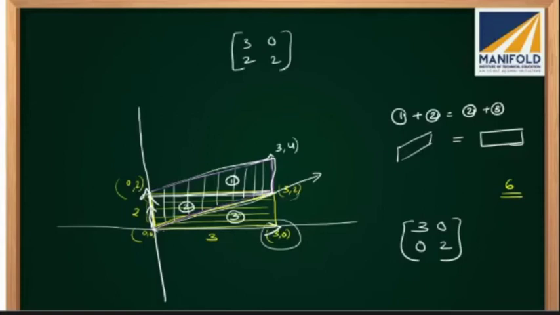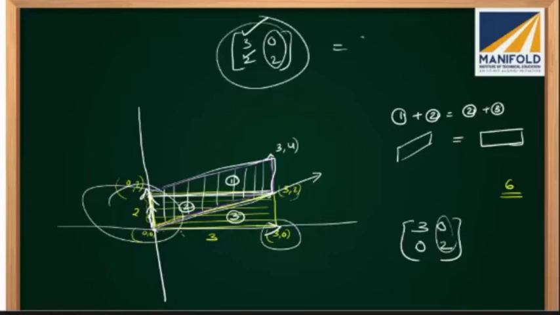Now you can see 3 plus 0 is 3, 0 plus 2 is 2, and the other column remains the same. Correct? These two columns added up to get the new column. Now, what is the determinant of this? 3 into 2, that is 6. The determinant of this is also 6. Now, that gives you an interesting result.